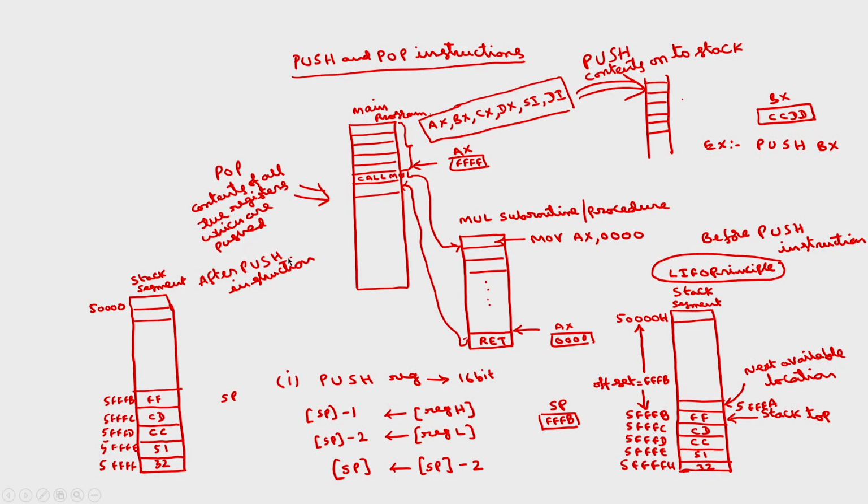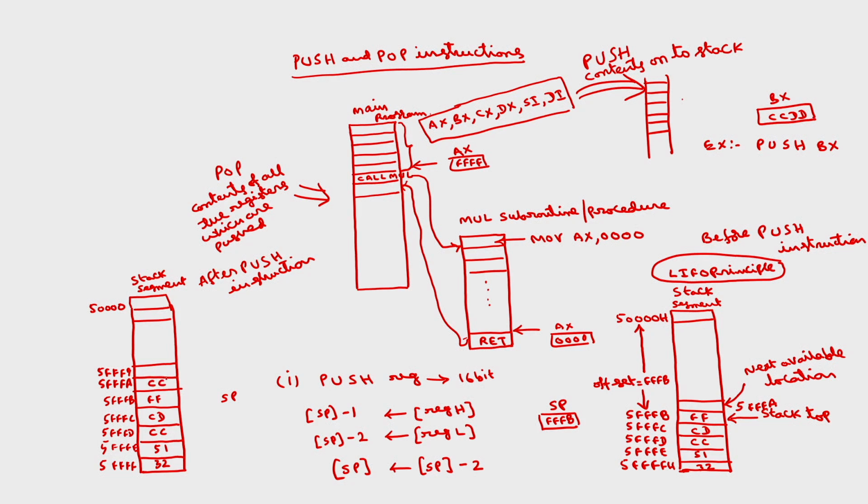According to this operation, the higher order 8 bits of this BX register, the example I have given is push BX, which is CC, will be transferred to the contents of SP minus 1. Here SP is FFFB, so SP minus 1 becomes FFFA. So this is 5FFFA, and this will be 5FFF9. After 9, A will be there, 10 is A. So this CC will be transferred here.